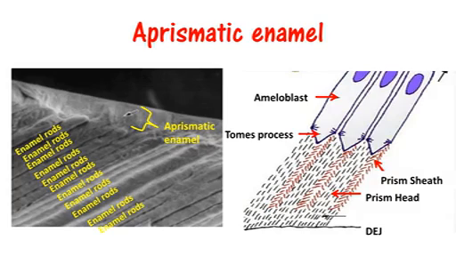So because of the absence of this Tomes' process at the beginning and at the end of the enamel formation, you are going to have a layer of aprismatic or rodless enamel near the dentino-enamel junction as well as the surface of the enamel.